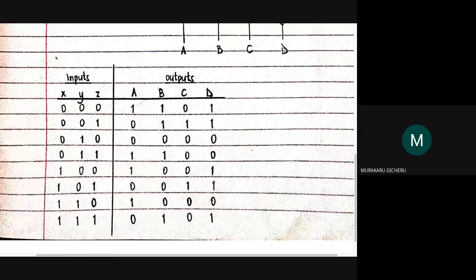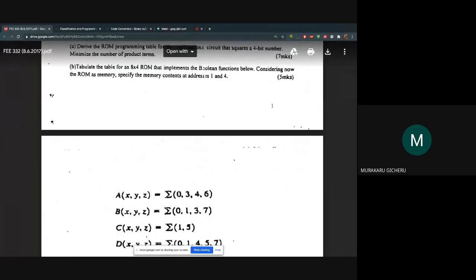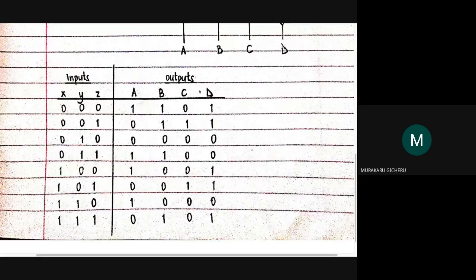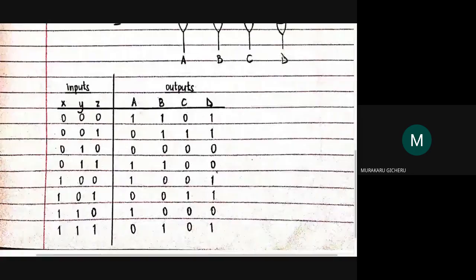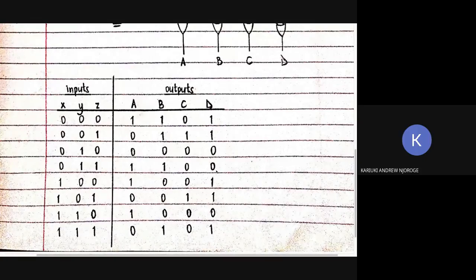So what the question went on to ask, considering now the ROM as memory, specify the memory contents at addresses 1 and 4. So addresses 1 and 4, which is 001 and 100. In address 1, we have 0111 as its content, and at address 4, we'll have 1001 as its contents. I just didn't put that down. I forgot to read that part. So we're good there? Yeah, gettable.